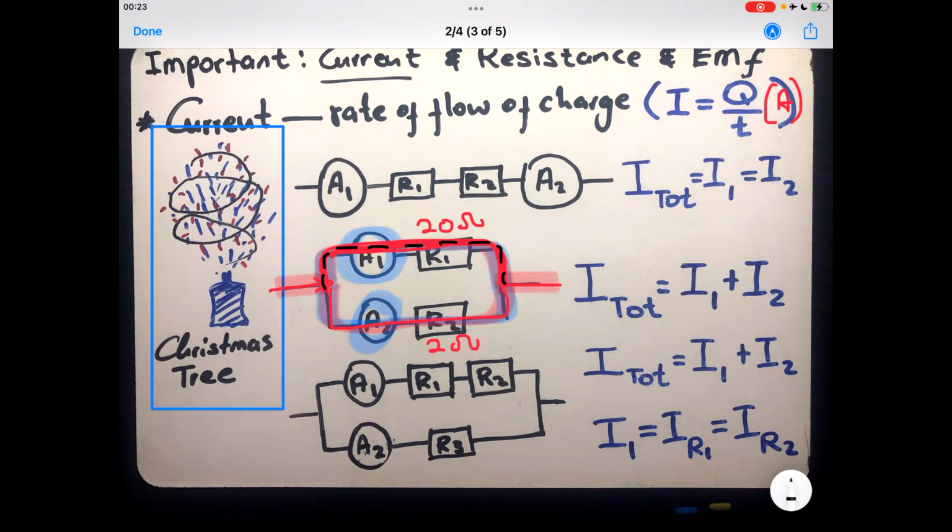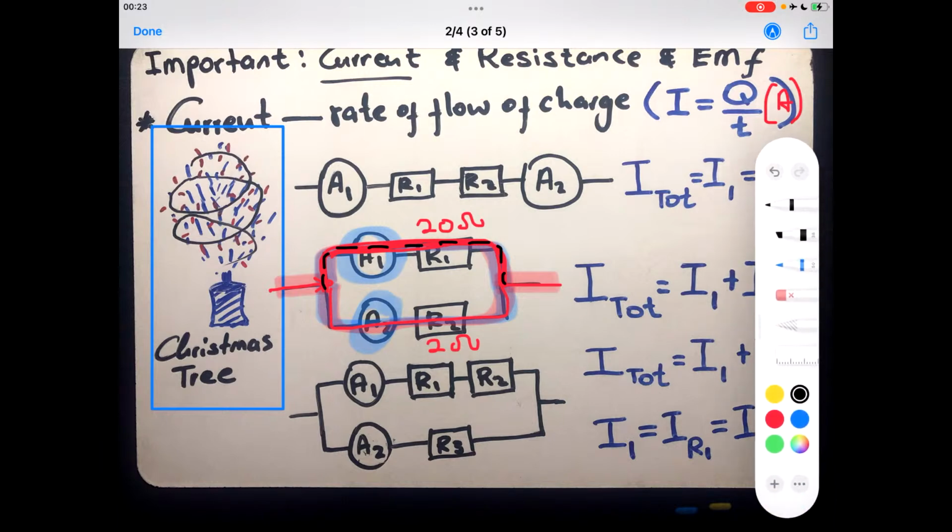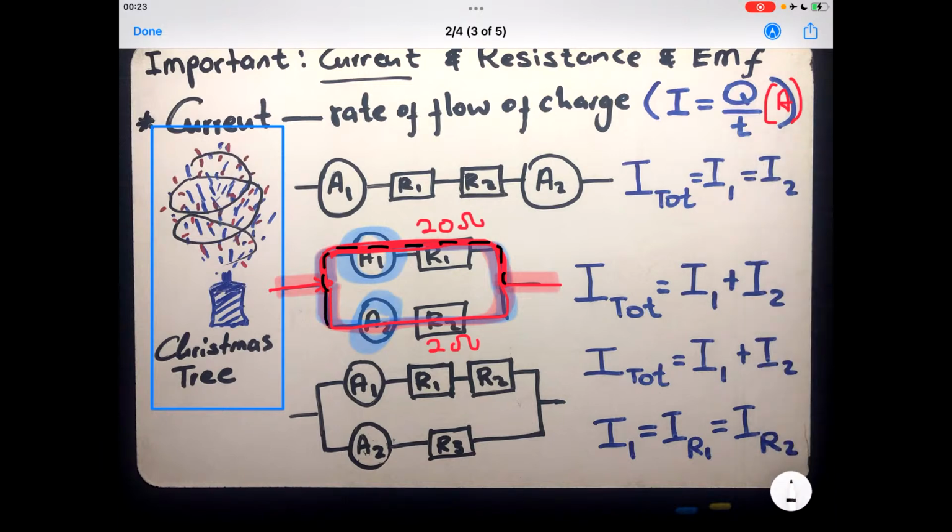Meaning more current or more water will flow through this side. Why? Because there is less resistance. So it's more like the pipe on this side, the diameter is smaller because it's trying to resist. But in this case, the diameter of the pipe is bigger because there is little resistance. It's not trying to resist the flow.